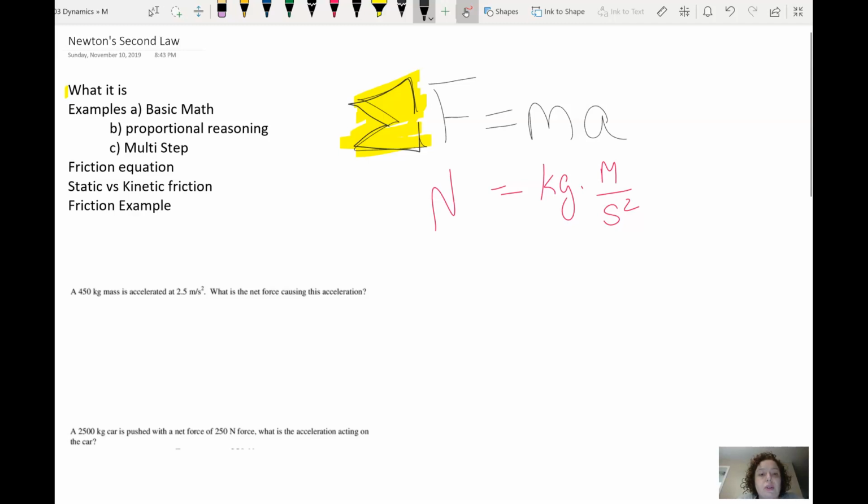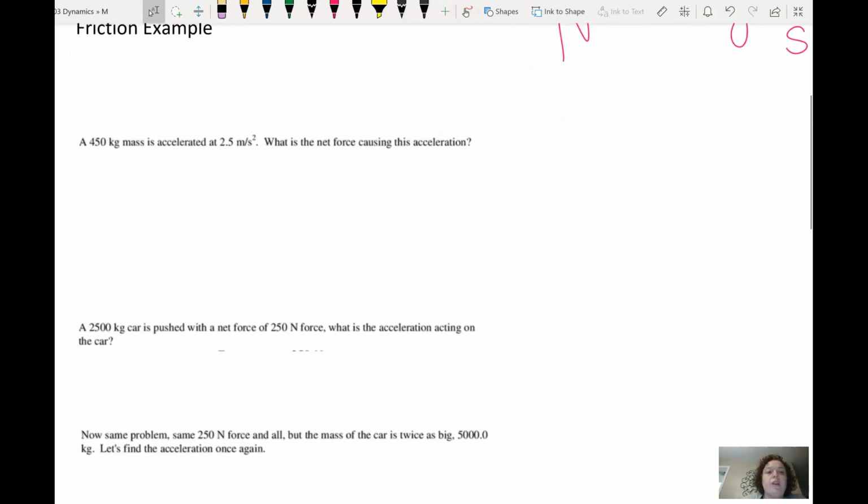So let's get started with a few examples. We'll start here. A 450 kilogram mass is accelerated at 2.5 meters per second squared. What is the net force acting on it? So in this case, we've got mass equal to 450 kilograms. Acceleration is 2.5 meters per second squared. And what is our net force?